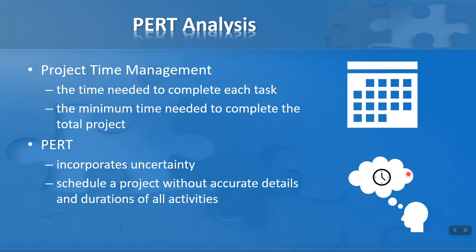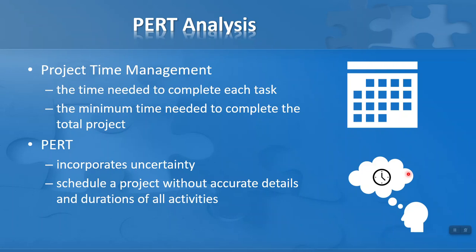So project time management is a discipline which most of this is involved with. We need to understand the time needed to complete every task, and that in turn gives us the minimum time needed to complete the total project. And this is where, as we saw in our project network diagram lesson, things like the critical path come to the fore. So PERT analysis incorporates uncertainty, and if there's any doubt or disagreement, we use it to schedule a project without accurate details and durations of all activities.